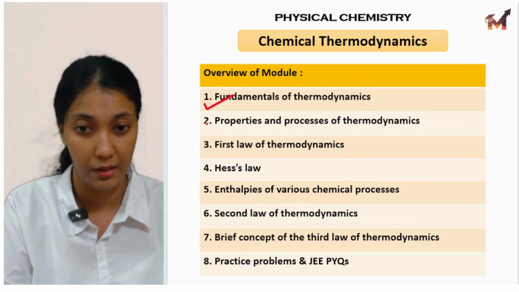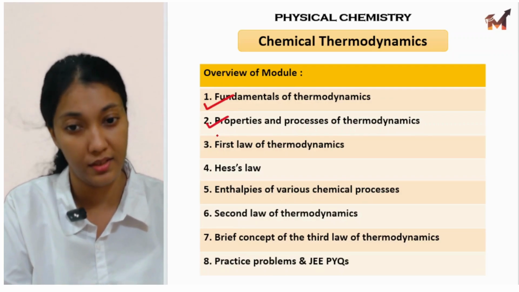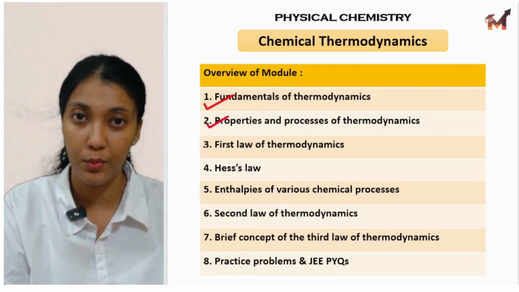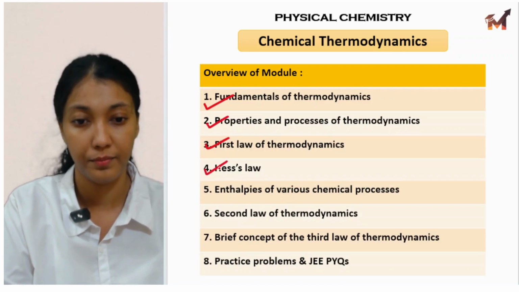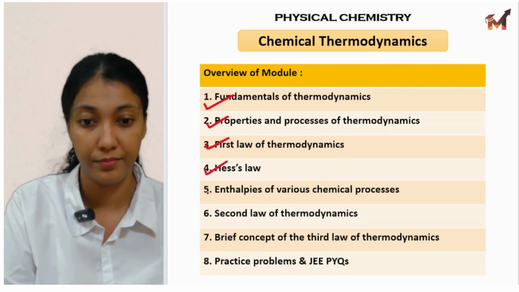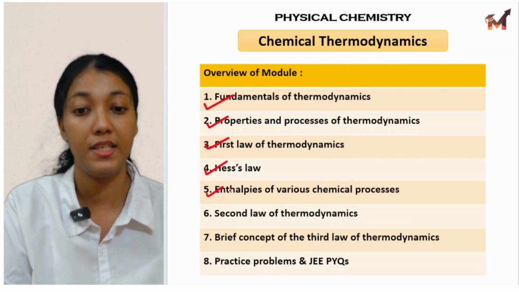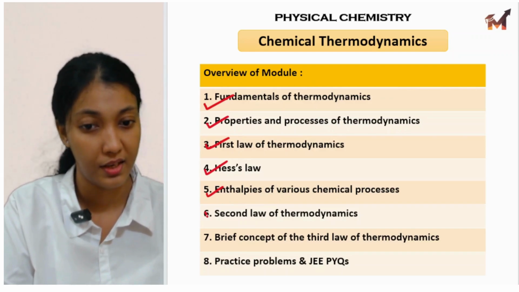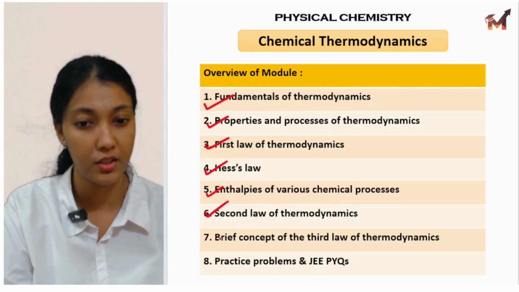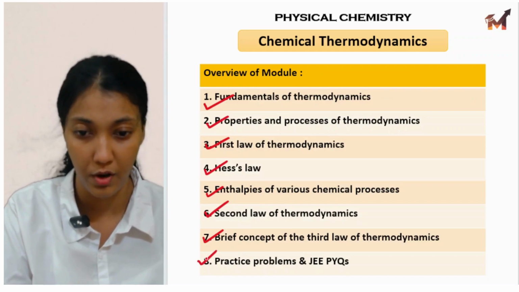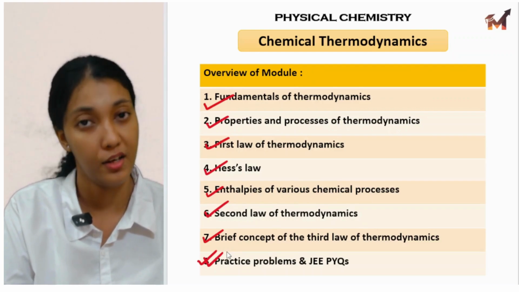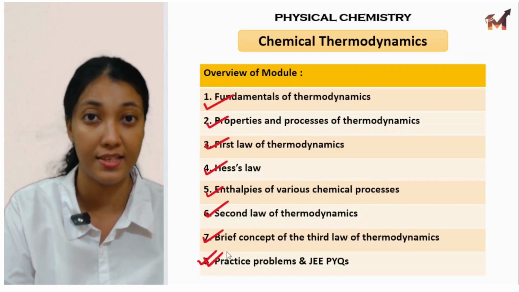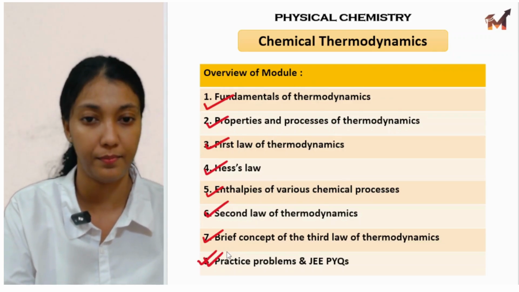Properties and processes of thermodynamics, कि कैसे processes रहते हैं, कौन से properties रहते हैं. कुछ laws होते हैं thermodynamics के. We will study the first law. Related to that we have the Hess's law. Enthalpy के बारे में हम पढ़ेंगे of various chemical processes. We will study about the second law of thermodynamics, and we will have a brief introduction to the concept of the third law of thermodynamics. And obviously, we will have practice problems and JEE previous year questions. This is a very important chapter. इसमें से बहुत सारे numericals आते हैं, and we will practice and see how to solve those numericals.